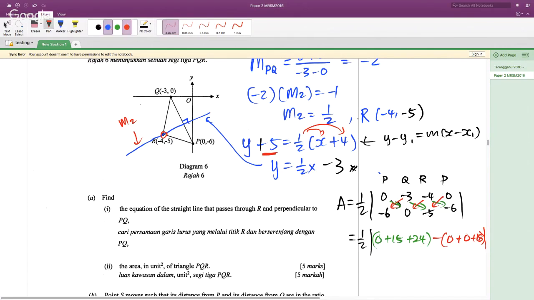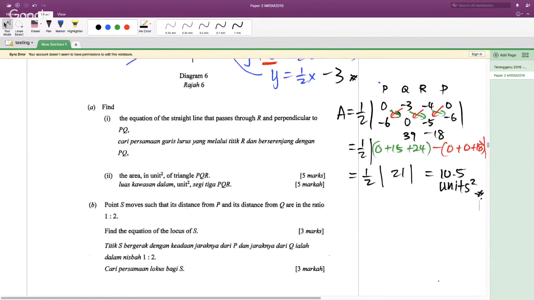All right, then I will just join them together. This is half. This one will be 39, and then this one will be minus 18. So I will actually get 21. Okay, so my area is 10.5. Maybe I do units square. All right, I hope I got the answer correct. Yes, I got the answer correct.